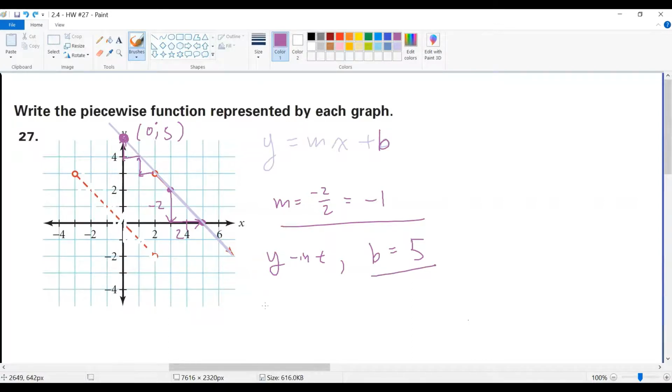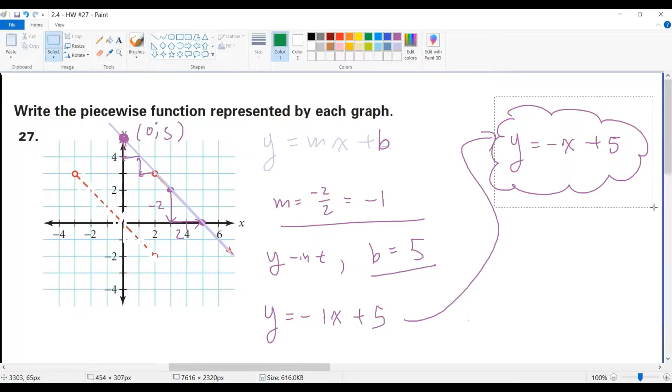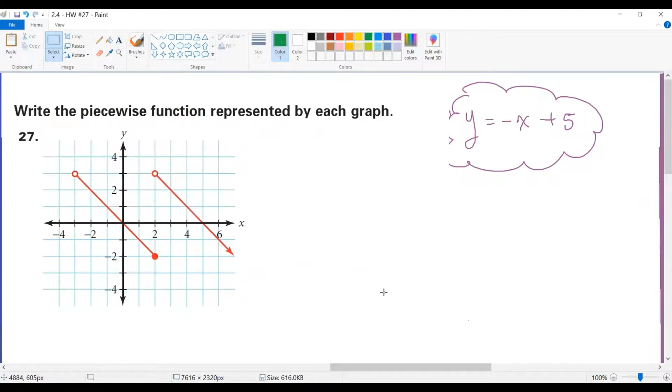Our equation is going to be y is equal to -1x plus 5, or this simplifies to just y is equal to negative x plus 5. And we have our second equation. Now what we need to do is figure out our domain. So let's grab this equation and start with a fresher graph so we don't have any of this extra stuff. We already know our first section, so now we want to find the domain for the second part here.